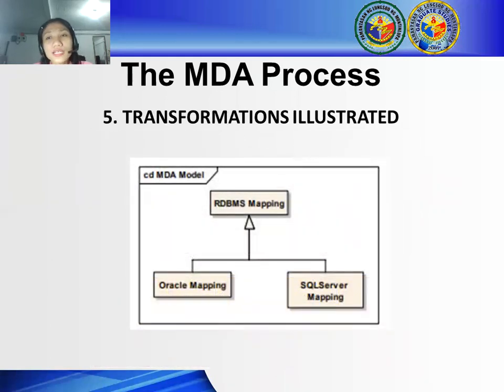A further way to organize transformation mapping is via an inheritance hierarchy. For example, a mapping to create an RDBMS information model could be specialized for specific database vendors.